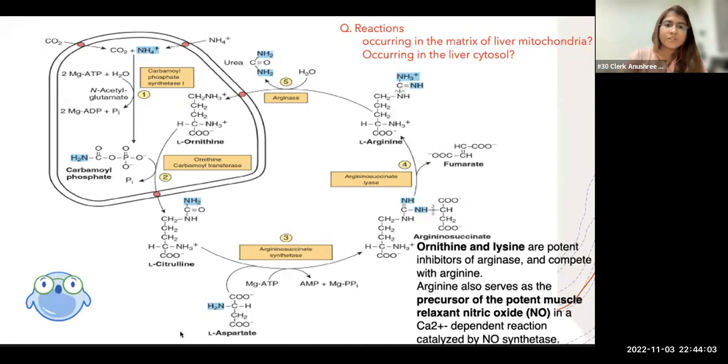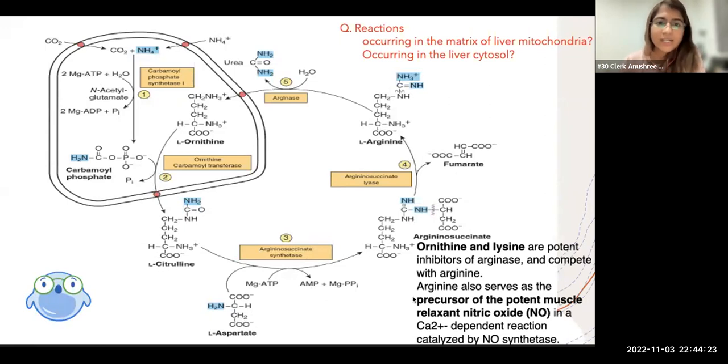Okay. So again, we used 2 ATPs over here. Now this again, we used 1 ATP over here. I hope everyone is taking note, because you can be asked about the energy consumed in the urea cycle. So in the third step, we used an ATP.